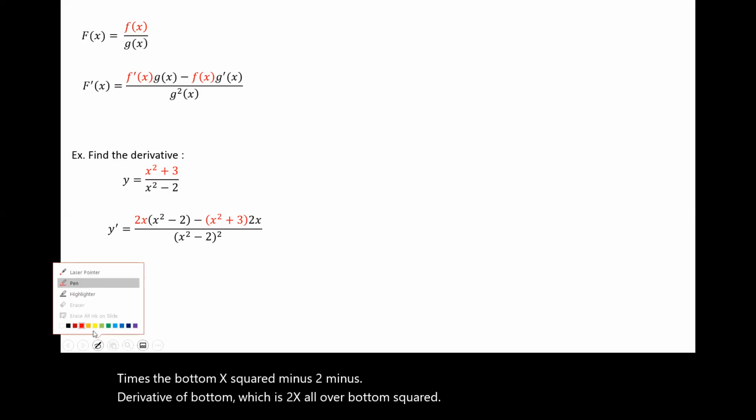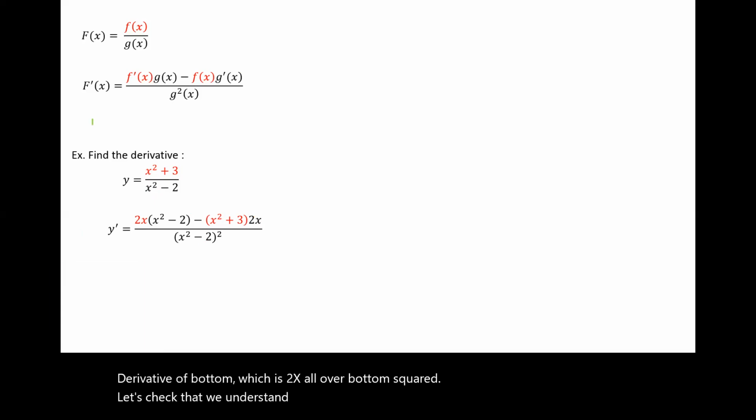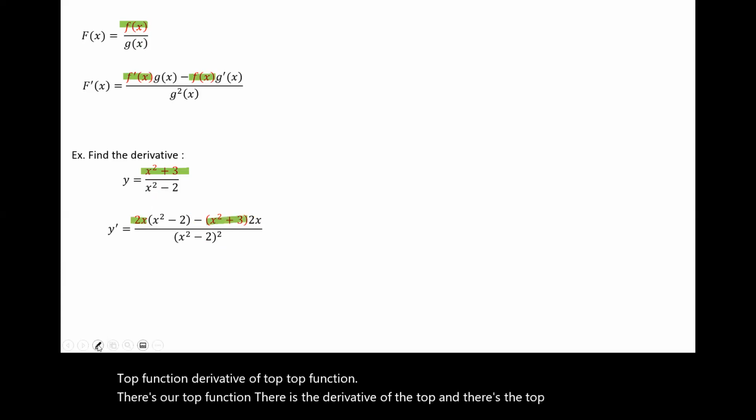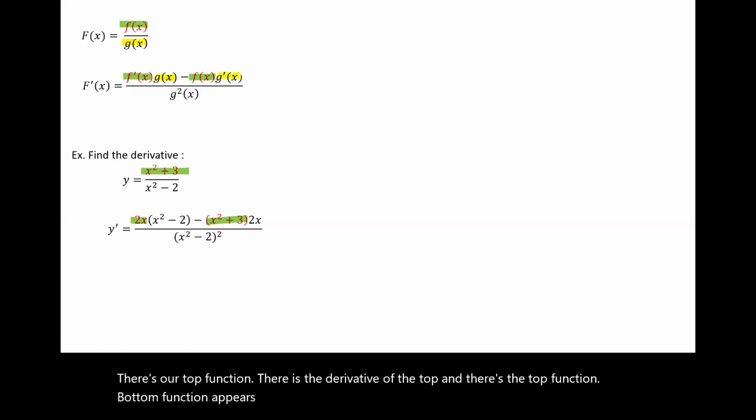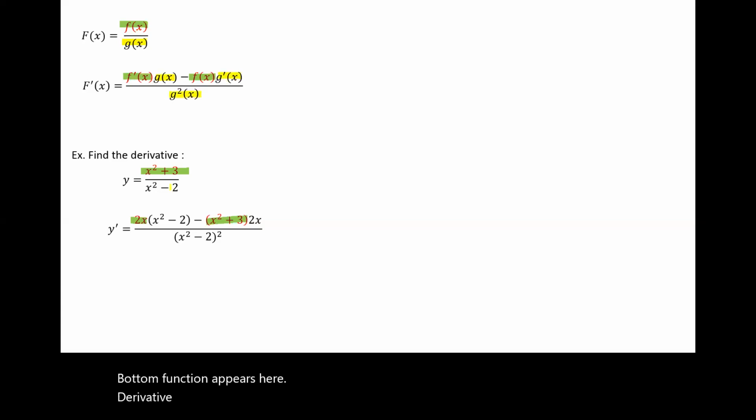Let's check that we understand where everything came from. Top function, derivative of top, top function. There's our top function, there's the derivative of the top, and there's the top function. Bottom function appears here, derivative appears there, bottom function squared. So there's our bottom function, it appears here. There's the derivative of the bottom function, and there's the bottom function squared.